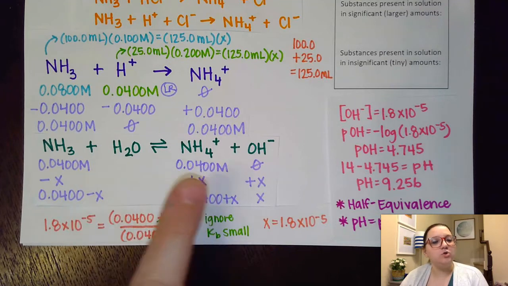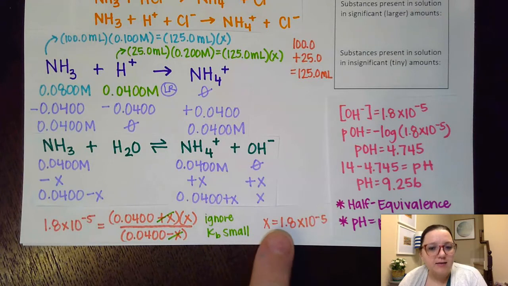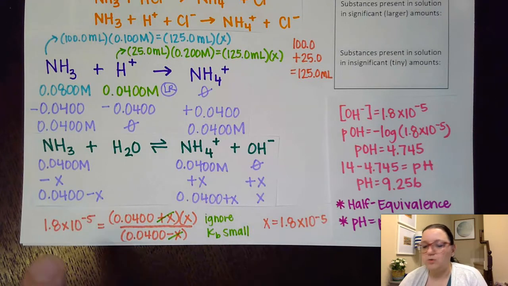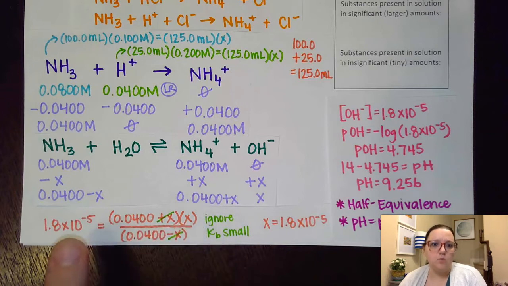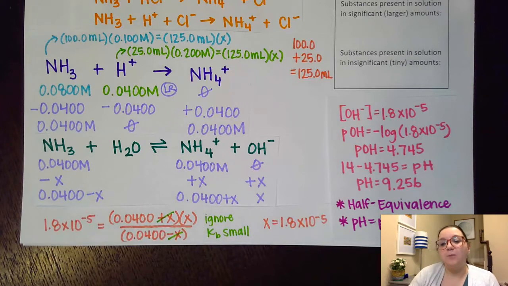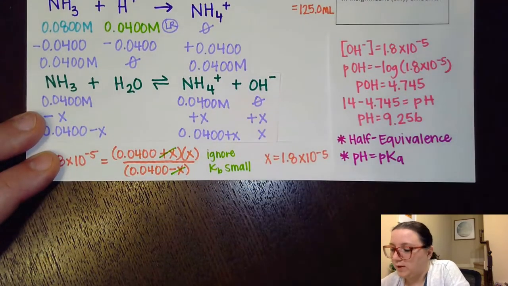And when those two are equal, what happens is that my X here, or my OH, ends up equal to the Kb. You notice the 0.04 divided by 0.04, that all canceled, and so X equaled that Kb. That only happens at the half equivalence point. Okay, so keep that in mind. That was how I knew I'd reached this point.